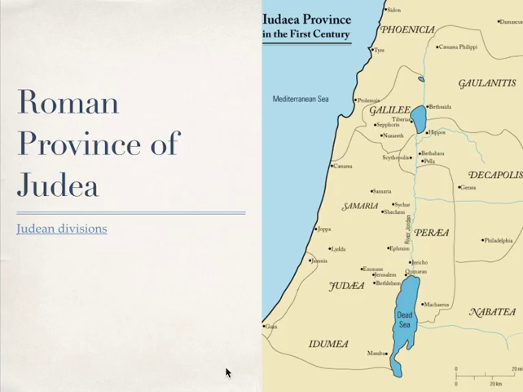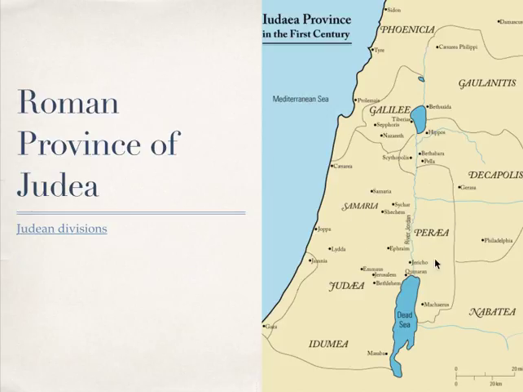Here you'll see the Roman province of Judea. Judea makes up this area right here. Samaria is also in there, and Idumea. But almost all of this here is the province of Judea. And within the province of Judea, you see these little sections divided up.